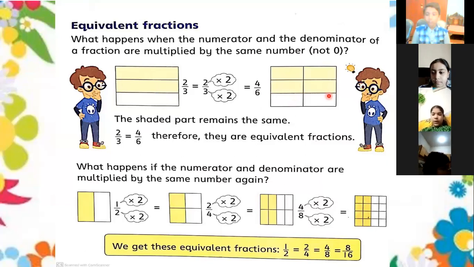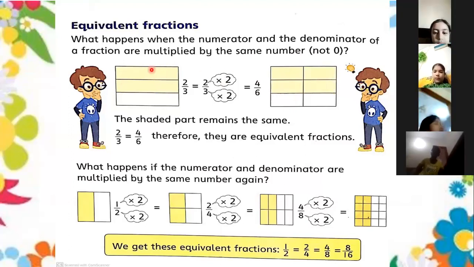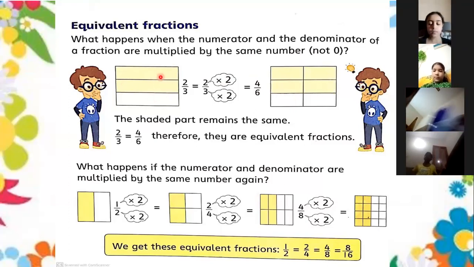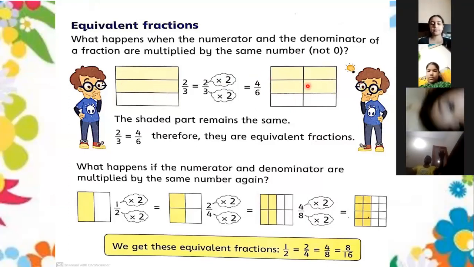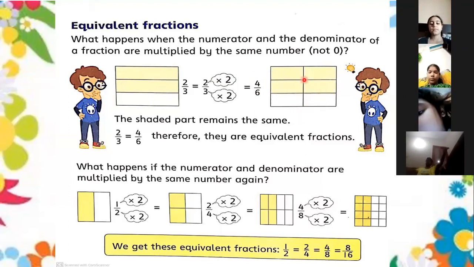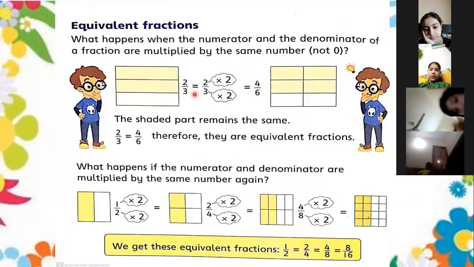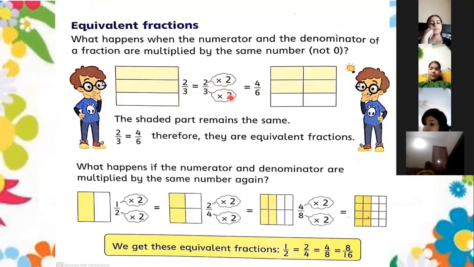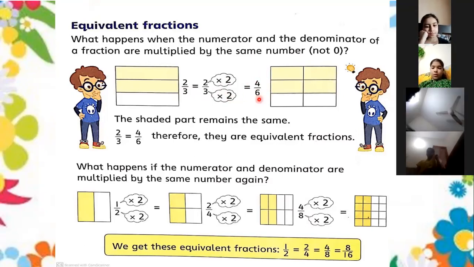The proportion of the shape is same. Look here. This shape and this shape are equal in proportion. But here there are 3 equal parts, out of which 2 parts are shaded. And here there are 6 equal parts, out of which 4 parts are shaded. So the proportion of the shape is same. But now by multiplying by 2, we get the answer 4 upon 6. Numerator and denominator have been changed.